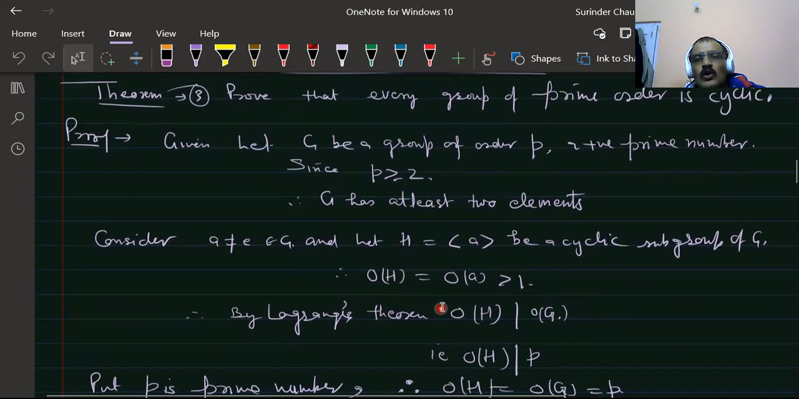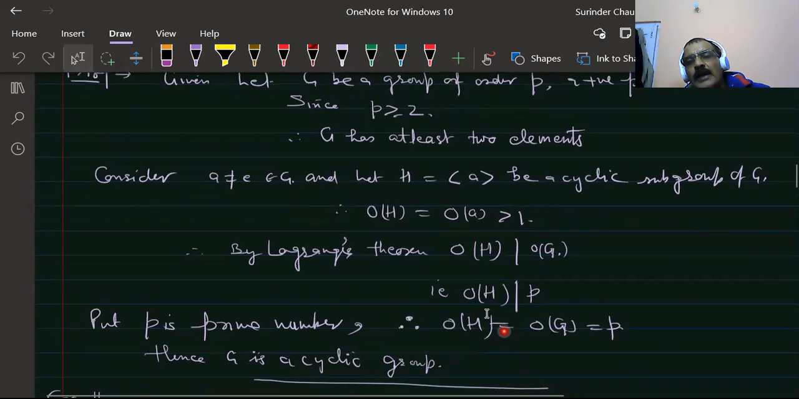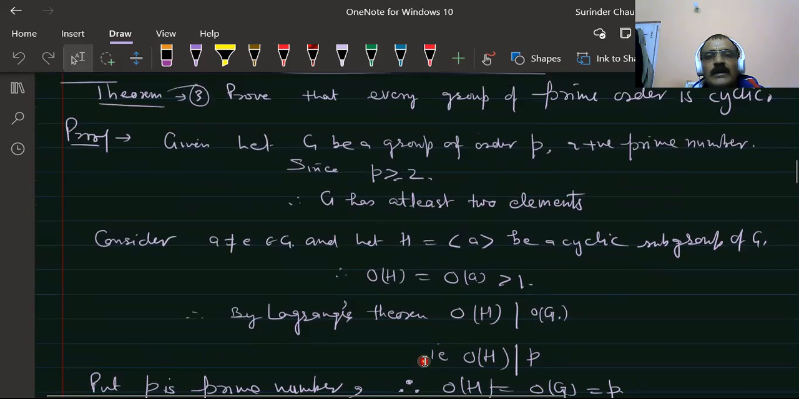Hence, by Lagrange theorem, order of H must divide order of G, and it is greater than 1. So if order of H divides order of G, but order of G is P, so order of H divides P, P is prime number. But P is prime, therefore order of H must be equal to order of G, which is equal to P. Why P? Because P is divisible either by 1 or by P itself. The order of H is not equal to 1, it's greater than 1. So order of H must be equal to order of G. So hence G is cyclic.